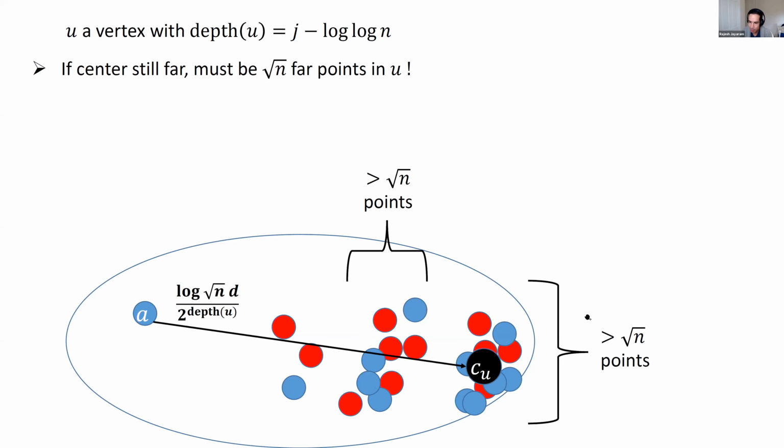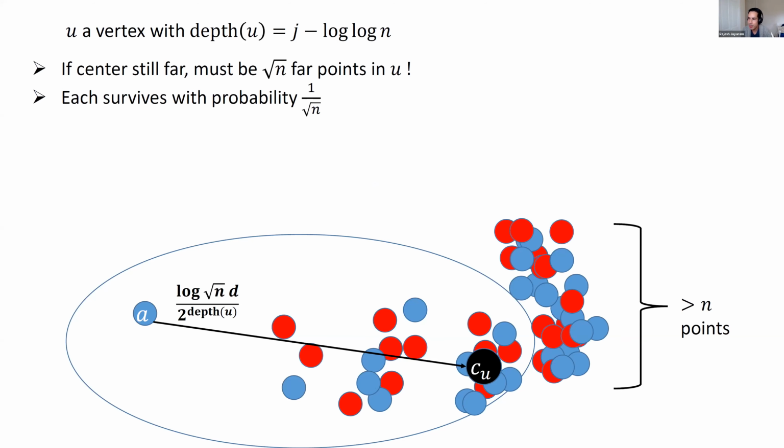So I must have had root n points which are also far to pull the center of mass far away. So there must have been root n points over here which were very far away, which pulled the center of mass far away. But again, the same game is going to happen, because each of these points all the way out here only survive with probability 1 over root n. And if root n of them survived, then there must have been n points just outside which didn't survive.